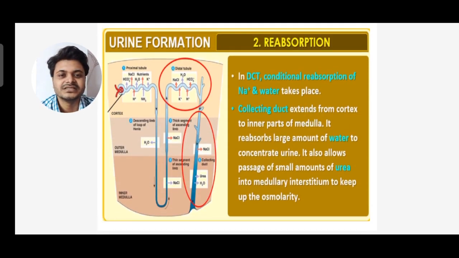Next is the DCT. In the distal convoluted tubule, conditional reabsorption of sodium ions and water takes place. The collecting duct extends from the cortex to the inner parts of the medulla. It reabsorbs a large amount of water to concentrate urine. It also allows passage of a small amount of urea into the medullary interstitium to keep up osmolarity.